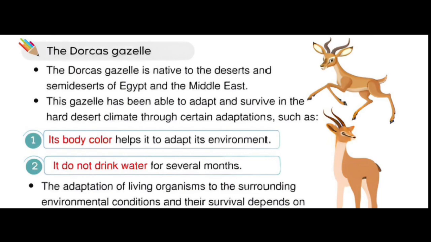For example, number one, its body color. It has a sandy color, which helps it blend in with this environment, blend in sand. And number two, it can live for months without drinking water. Several months. Wow.